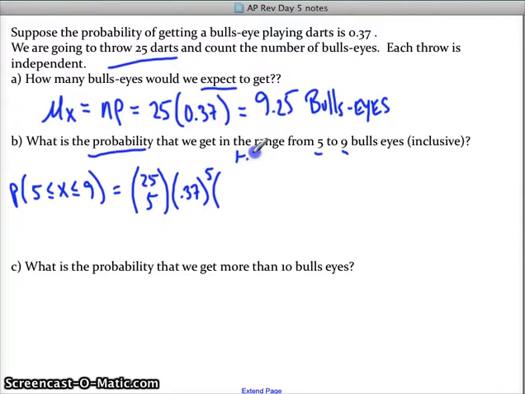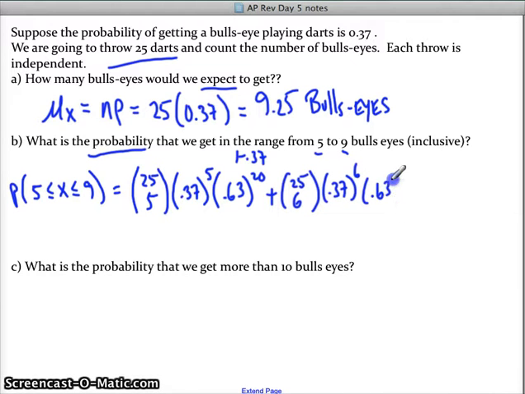1 minus 0.37 is 0.63. So this is the probability of failing. Now if we succeed 5 times, then we would fail 20 times. You do the top number minus the bottom number. Now that's just specifically for 5. We're told to go from 5 to 9. So out of the 25 times, I could succeed 6 times. Probability of succeeding to the 6th, probability of failing the other 25 minus 6 times, the other 19 times.